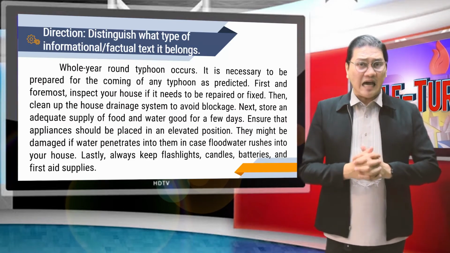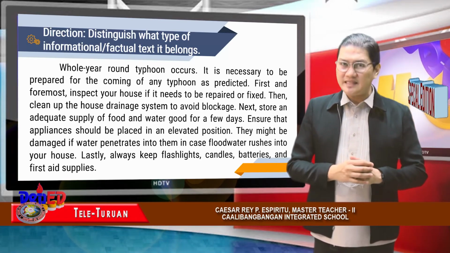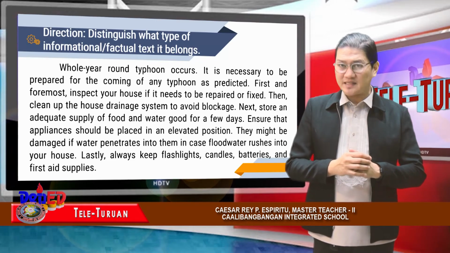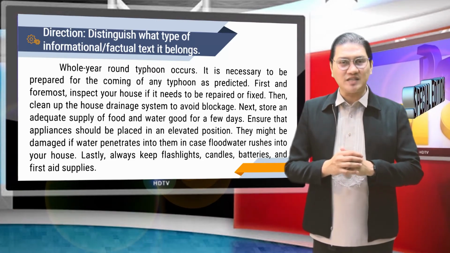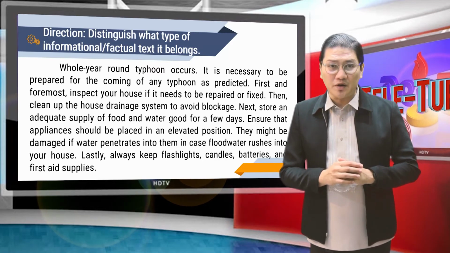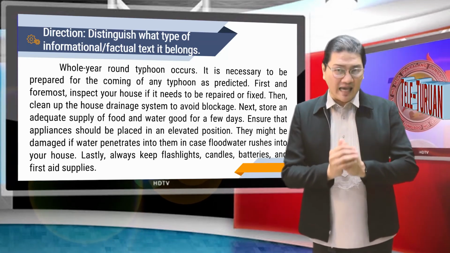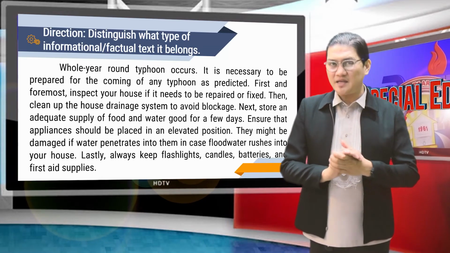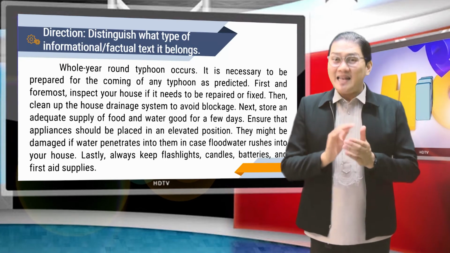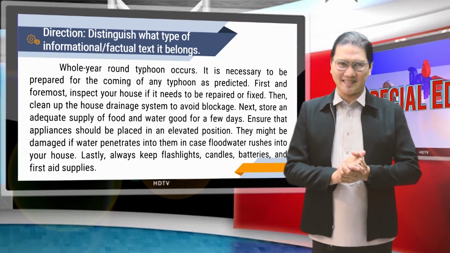Whole year round, typhoons occur. It is necessary to be prepared for the coming of any typhoon as predicted. First and foremost, inspect your house if it needs to be repaired or fixed. Then, clean up the house drainage system to avoid blockage. Next, store an adequate supply of food and water good for a few days. Ensure that appliances are placed in an elevated position. They might be damaged if water can penetrate them in case floodwater rushes into your house. Lastly, always keep flashlights, candles, batteries, and first aid supplies.